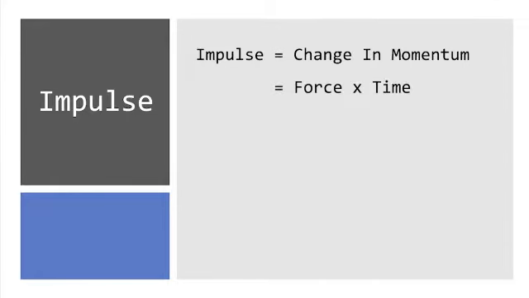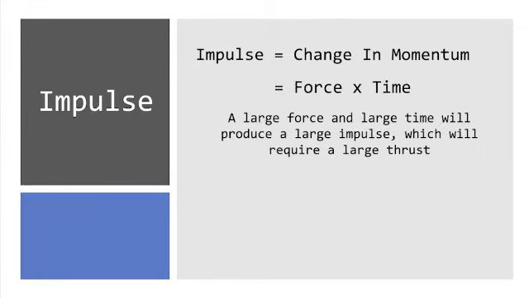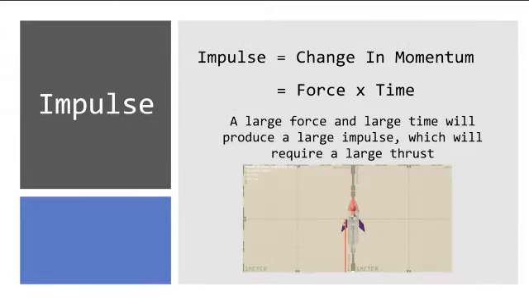Impulse is the change in momentum or the product of force and time. Thus, to optimize impulse, we need a large force times a large time, meaning a large thrust is required. Through our calculations, theoretically, the most favourable water fraction is around 0.4. Experimental data will be collected to confirm this.